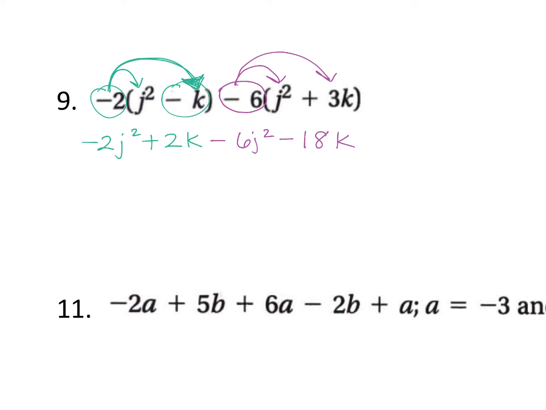Okay. Now we combine like terms. So negative 2j squared minus 6j squared becomes what?